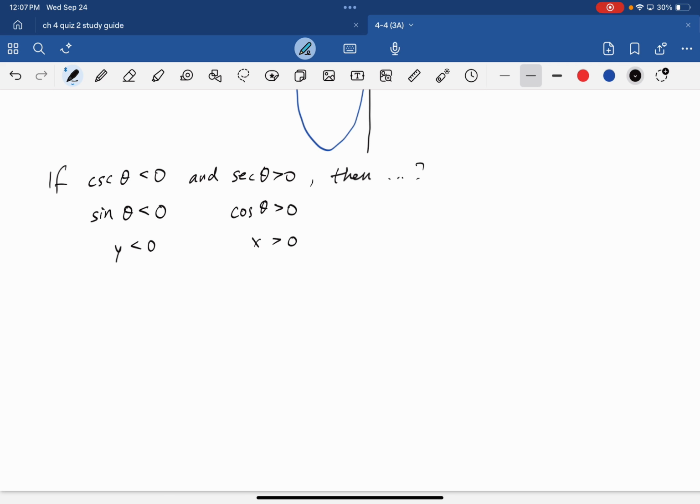By the way, if you use the All Students Take Calculus thing, that will be considered not showing work, because you're not using logic. You're not demonstrating that you understand the question at all. Show some work.